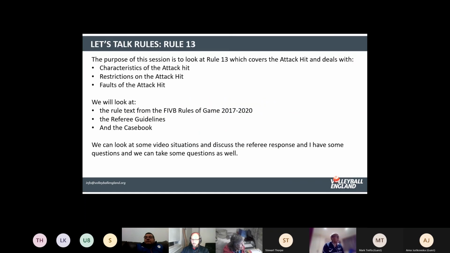Okay, so without further ado, same as usual, the purpose of the session is to look at Rule 13, attack hit. This rule deals with the characteristics of the attack hit, the restrictions on the attack hit, and faults of the attack hit. And we'll look at the rule text. There's not so much from the guidelines on this one, and there are a few casebook examples, but not many. But I've managed to find a bit of video to talk about some various points around the rule.